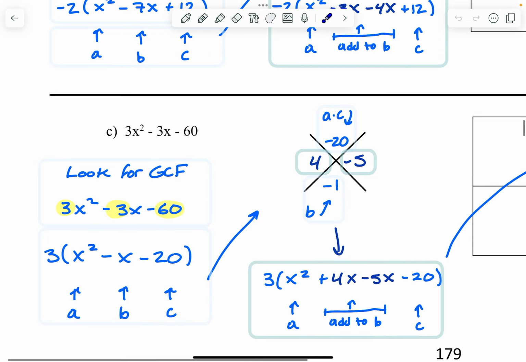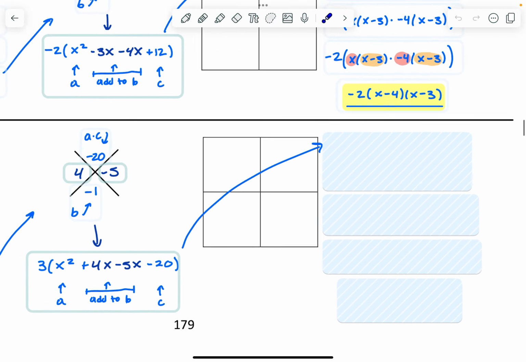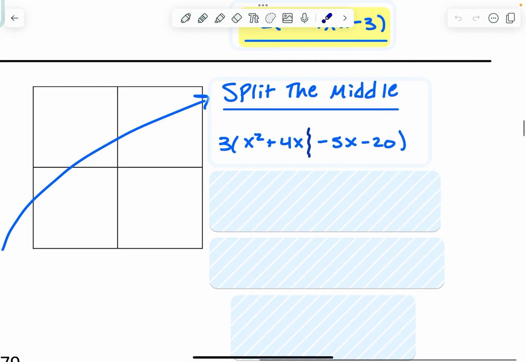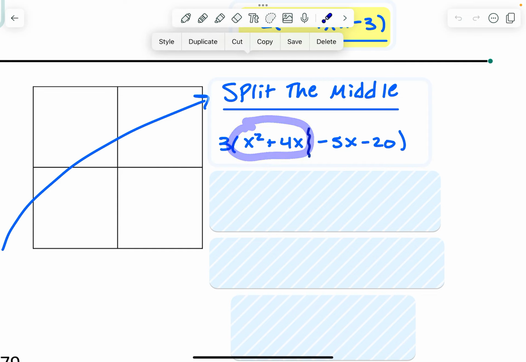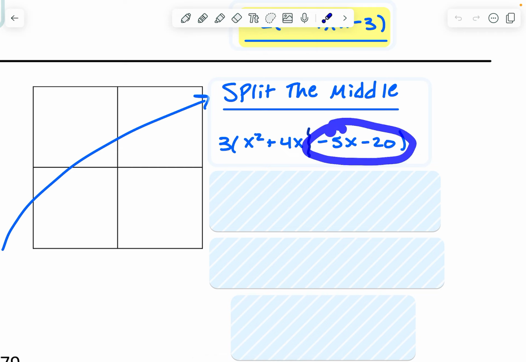Okay, you can guess where we're going from here. Split the middle. Split the middle of my equation. Then I look at the first group, x squared plus 4x. What am I able to take out? An x. I look at my second group, negative 5x minus 20. What am I able to take out? A negative 5.